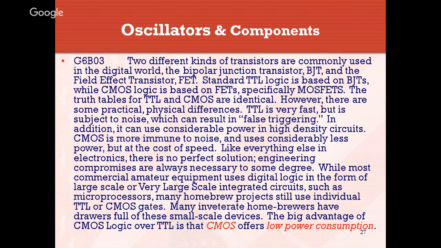TTL is very fast, but it's also subject to noise, which can result in false triggering. In addition, it can use considerable power in high density circuits, whereas CMOS is more immune to noise and uses considerably less power, but there's a trade-off there as far as speed and how it operates. So when engineers are selecting circuits, they have to remember whether they need faster or slower processing.